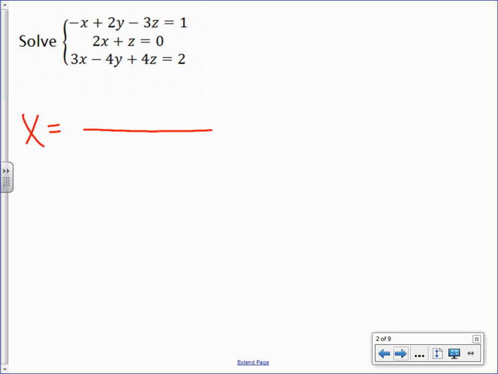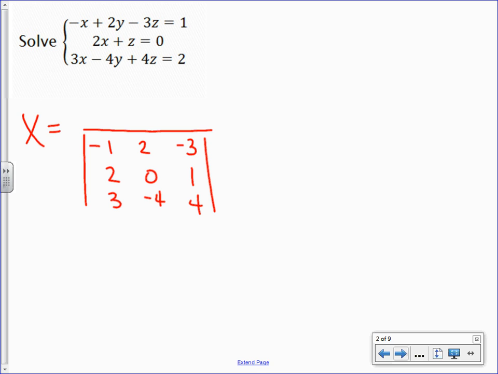So if we are going to use Cramer's rule, we know we're going to have a fraction for each of our variables. In the denominator, what do we put there? Which matrix? The coefficient matrix. So the coefficients are -1, 2, -3. What about the second row? 2, 0, 1. And then 3, -4, 4. That's the coefficient matrix, but we want its determinant, right?